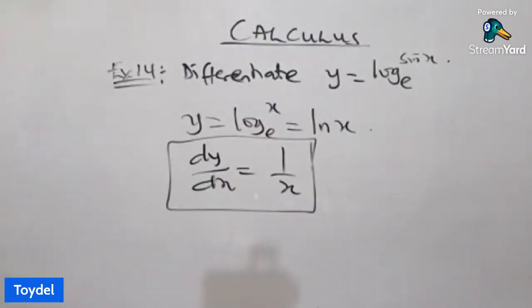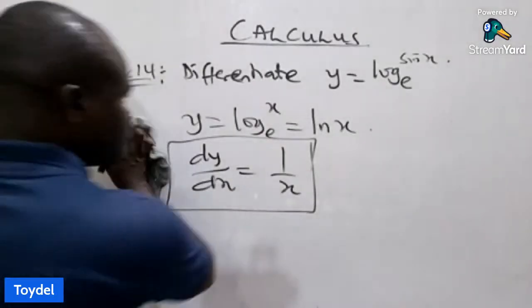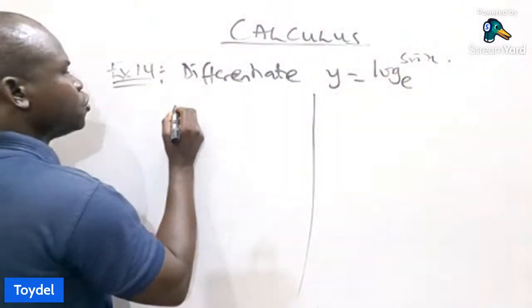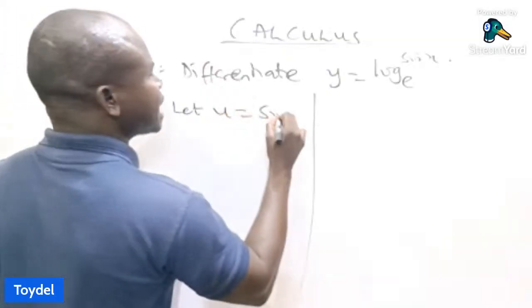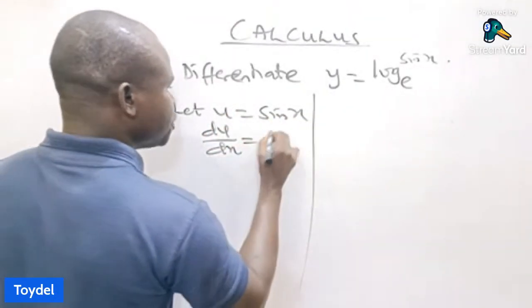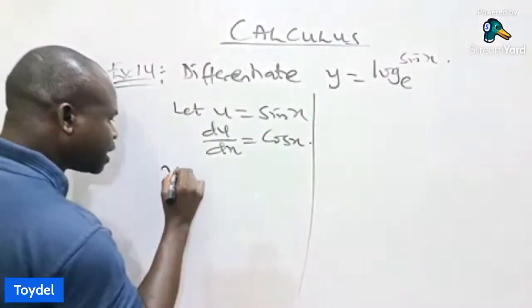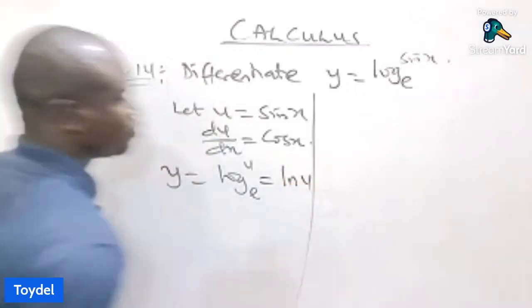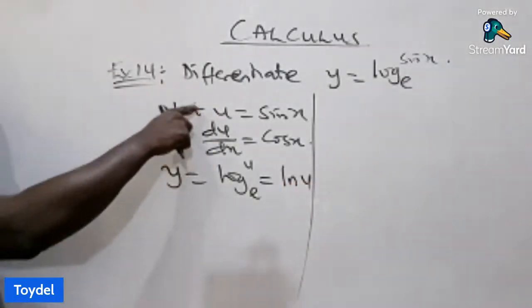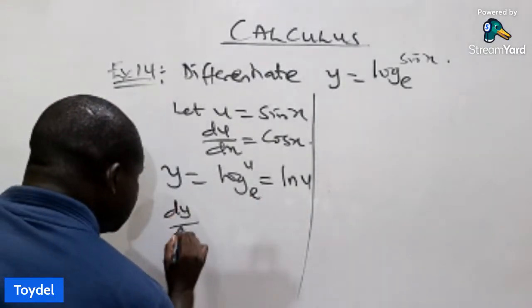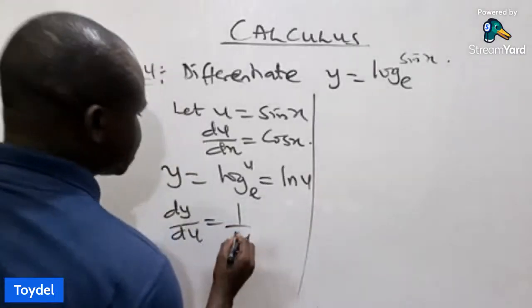How do we solve example 14? We are going to use function of a function. Let u represent sine x. If u represents sine x, then of course we find du/dx to be cos x. So y will now be equal to log e u, which is the same thing as ln u. When we have log e x, it is the same thing as ln x, because it's called natural logarithm. So when we differentiate this, dy/du will be equal to 1 over u. That is what the law says.